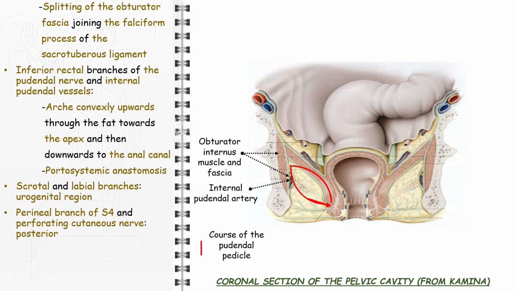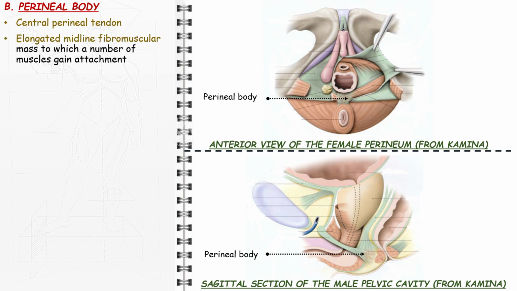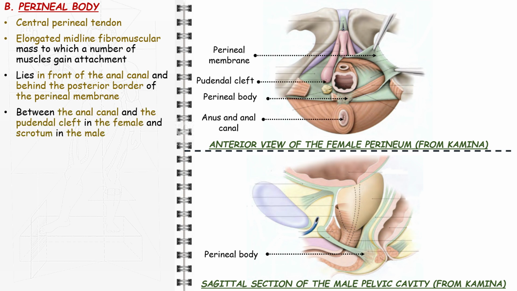The perineal body, now properly called the central perineal tendon, is an elongated midline fibromuscular mass to which a number of muscles gain attachment. It lies in front of the anal canal and behind the posterior border of the perineal membrane to which it is also attached, and therefore in the female it is between the anal canal and the pudendal cleft. The rectovesical and rectovaginal septa blend into it above.